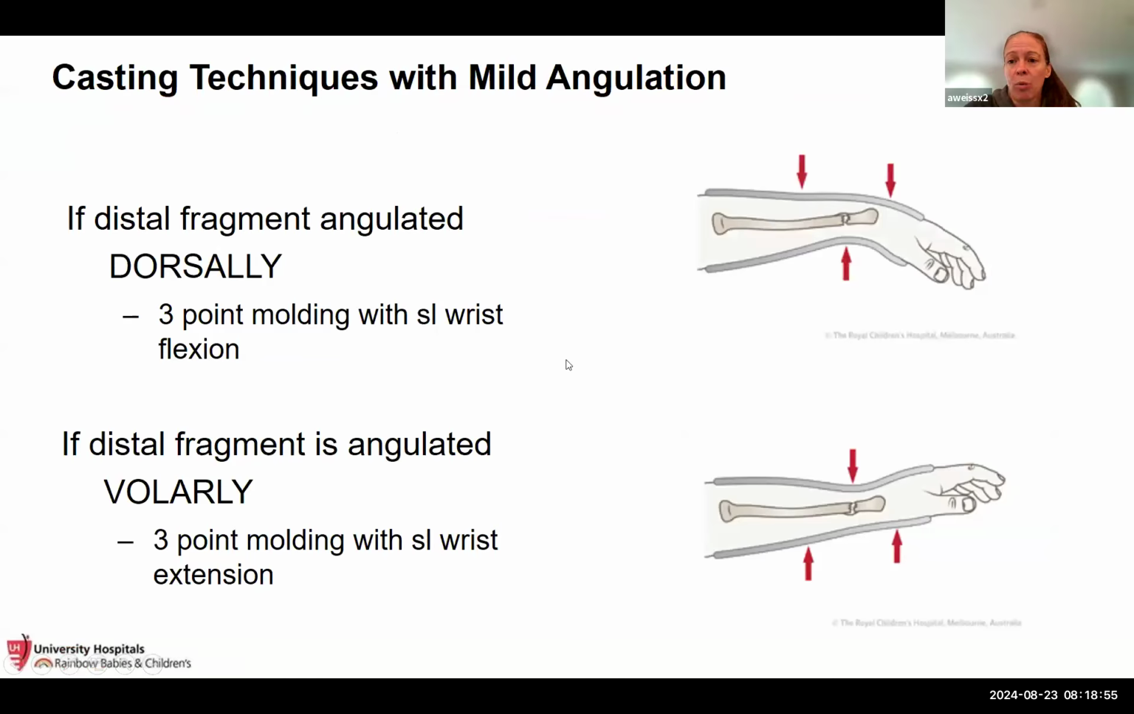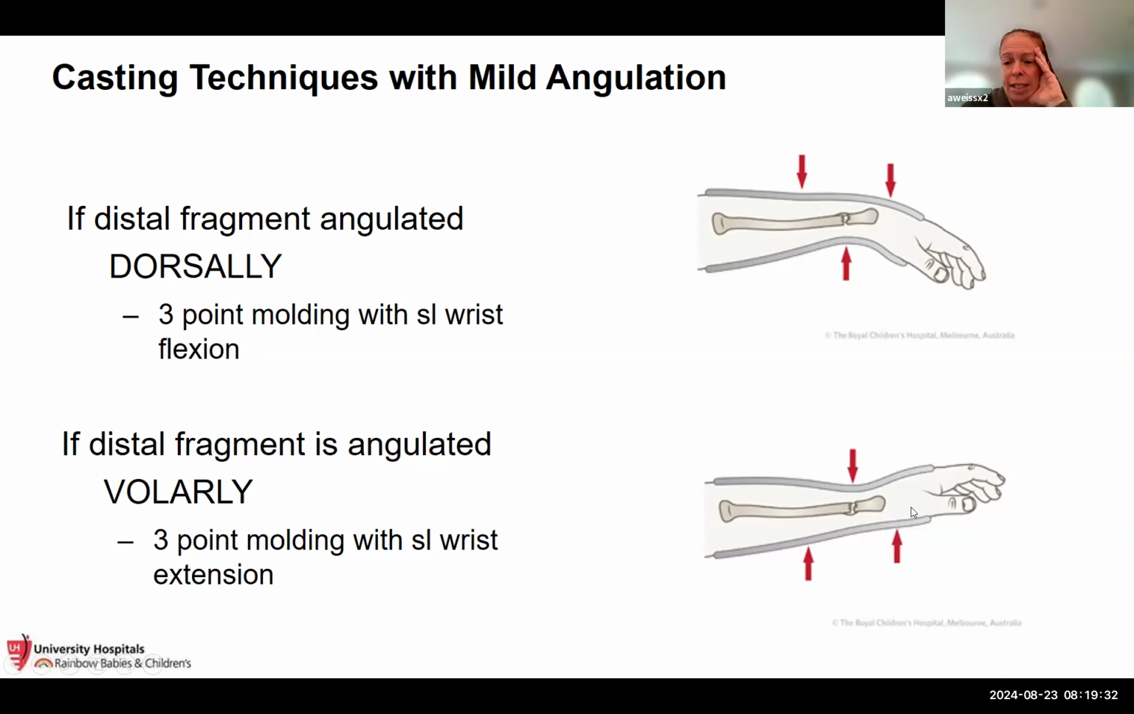When you are thinking about reducing, if you're on the field and a kid is really miserable and you think that reducing them before you get them in the splint to send them down to the emergency department is going to work, you're going to apply 3 points of pressure, basically in the opposite direction of the angulation. So if they are angulated dorsally, you're going to put the wrist in a little flexion and push up, and exactly the opposite way around if they're angulated volarly. So you can see where you're going to apply your pressure.